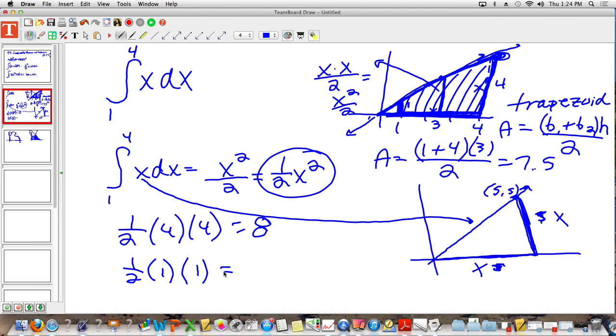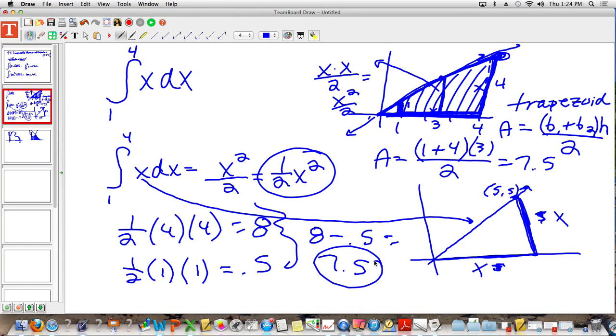So we take a half of 1 times 1. What's half of 1 times 1? It's a half. So now if I take the whole triangle's area, this whole thing, and I take away this little teeny tiny corner right here, I'm left with the trapezoid. Yes? So if I take the 8 and I subtract 0.5, what is 8 minus 0.5? 7.5. And isn't that what we said it should be? Yes.